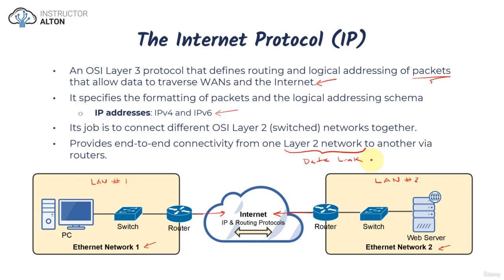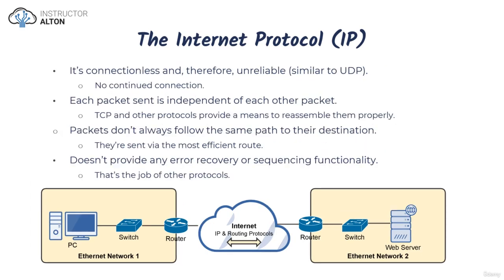the Internet Protocol. Alright, so on this slide, we're going to go a bit more in depth and talk about some of the characteristics of the Internet Protocol. So again, looking at the diagram down here on the bottom, we have two different networks. We have Ethernet Network 1 and we have Ethernet Network 2.